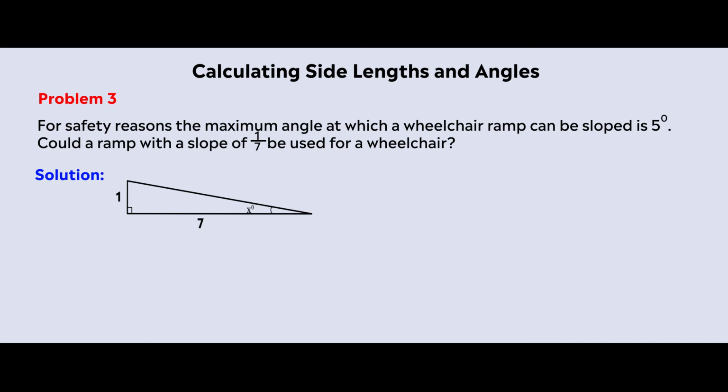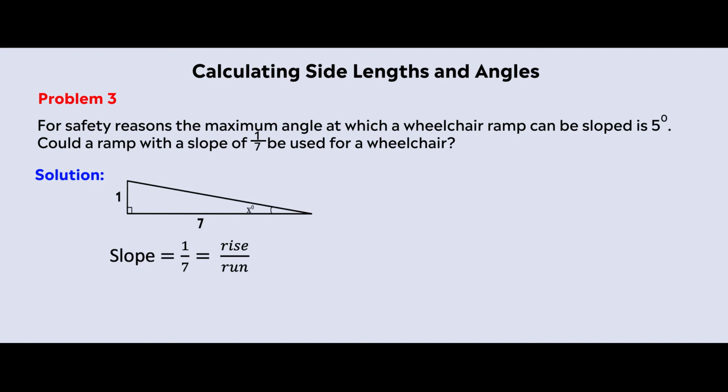So here we are asked to find whether a ramp with a slope of 1/7 can be used for a wheelchair or not. So the given slope is equal to 1/7, and you already have the concept of slope. Slope is equal to rise over run. So when we draw a ramp, the rise is 1 unit and the run is 7 units. And the angle formed with the ground is x. So we'll keep it as x since it is the unknown information.